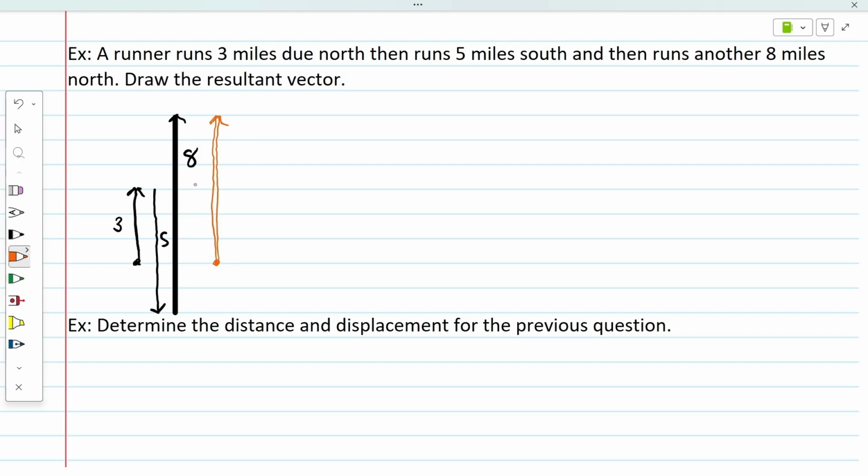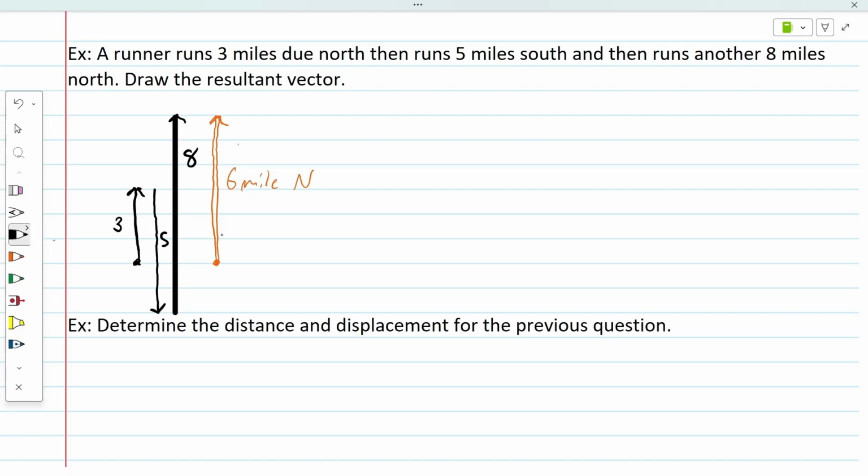So we don't even have to worry about all this other stuff that happened. We can just count 1, 2, 3, 4, 5, 6. So our resultant vector will be 6 miles. And because it's up and we denoted north as up, 6 miles north, right?